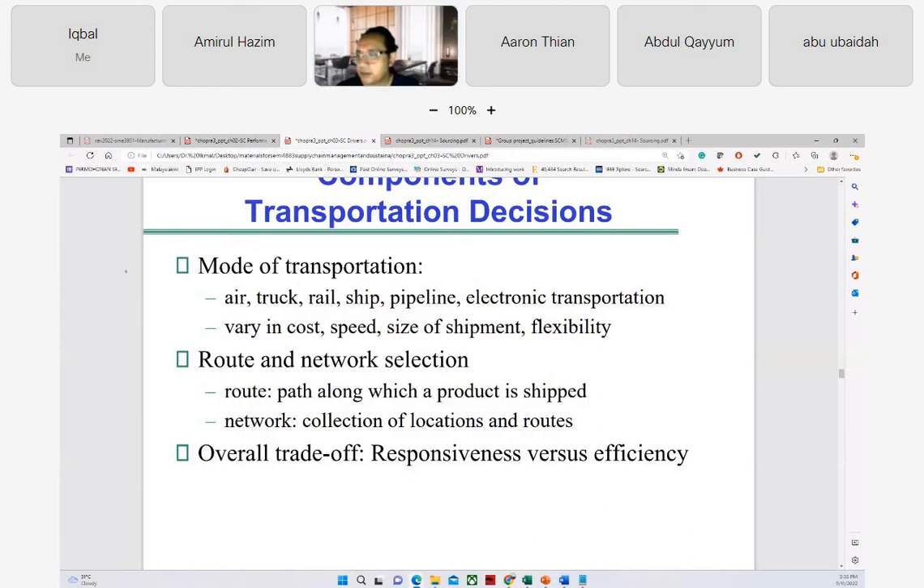And then the overall trade-off, of course, is responsiveness and efficiency. So if you want very good responsiveness in terms of transportation, maybe you can go for air transport. But if you have a limitation on cost, maybe you can go for rail, or maybe a truck, or ship, for example.